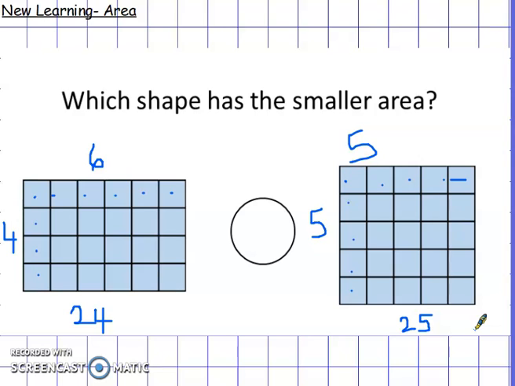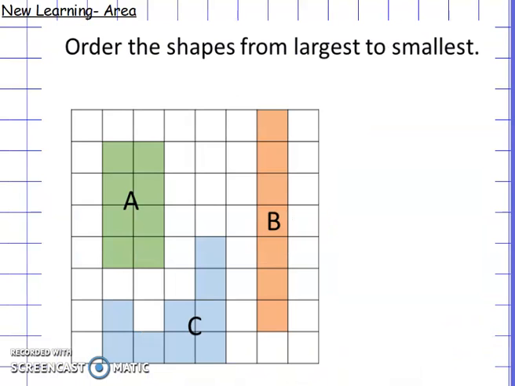So which has the smaller area? This shape, because 24 is smaller than 25. So this shape has a smaller area than this shape. Does that make sense? Let's have a look at this challenge together.